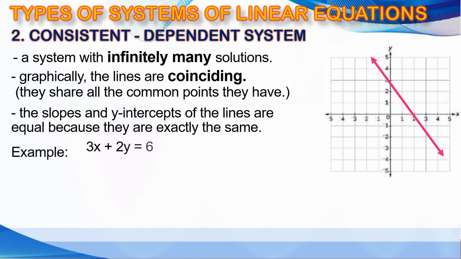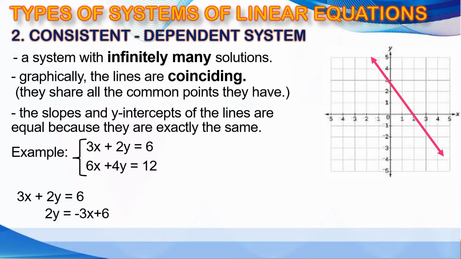So say for example, we have the system of equations 3x plus 2y equals 6 and 6x plus 4y equals 12. So again, let's check the slope and the y-intercept of the pair of equations. Let's start with the first equation, 3x plus 2y equals 6. Rewriting this in slope-intercept form, we have 2y equals negative 3x plus 6. Dividing both sides of the equation by 2, we have y equals negative 3 halves x plus 3. So in here, the slope is negative 3 halves and the value of b, or the y-intercept, is 3.